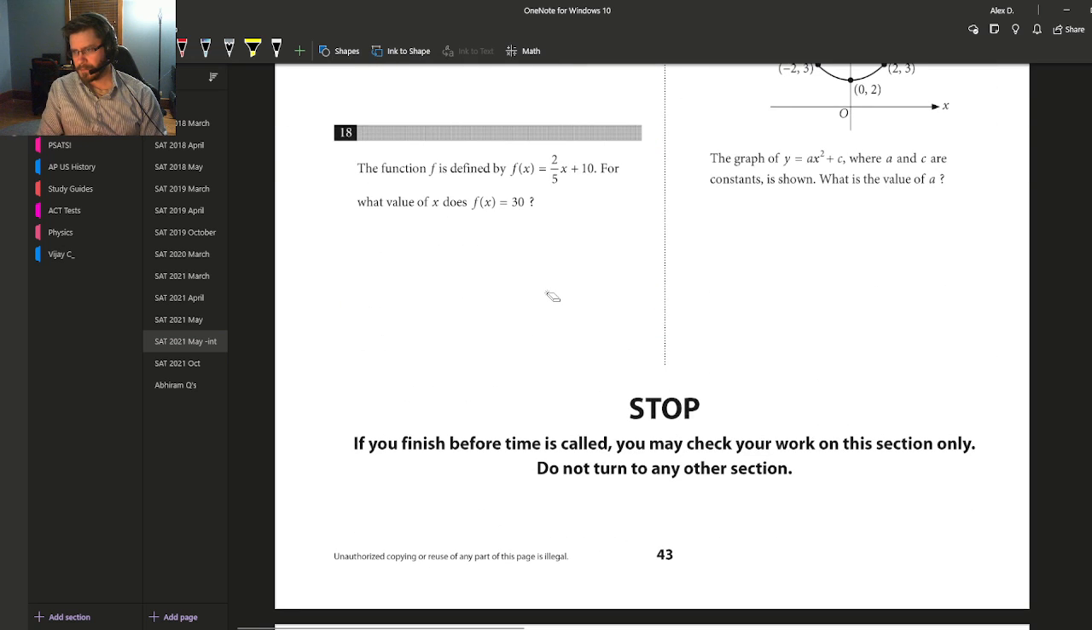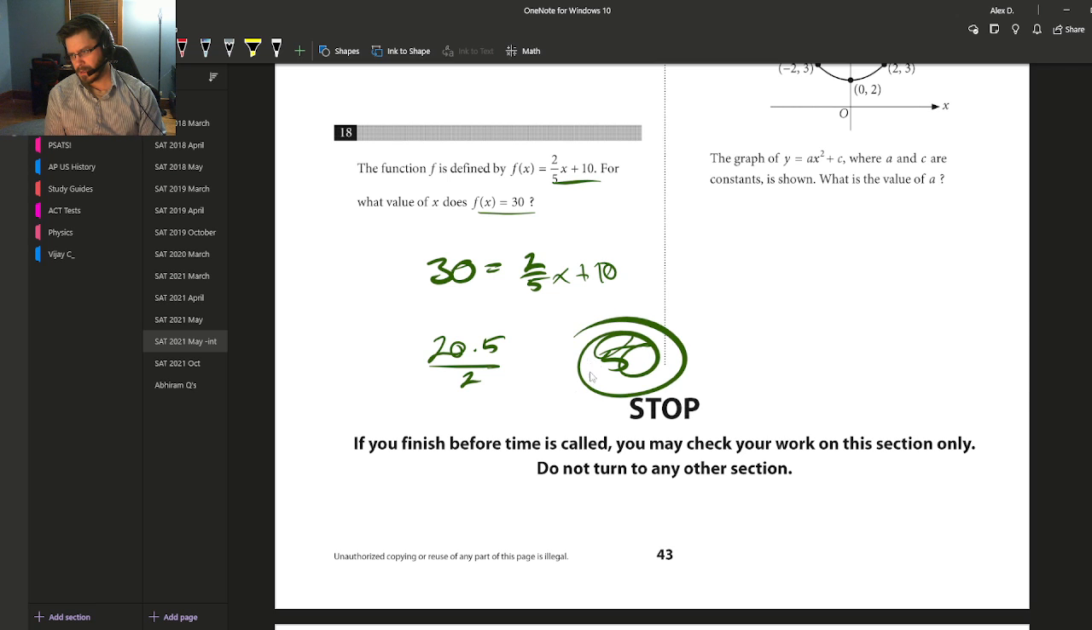Let's go on. We've got a linear function defined there. Where does f of x equal 30? This is just chugging along. 30 equals 2/5 x plus 10. Subtract the 10, multiply by 5, divide by 2. So that's 20 times 5 over 2. Reduce, 2 into 10 is 5, so that's 50. Let me make that look a little neater.